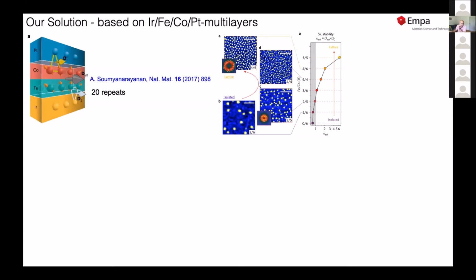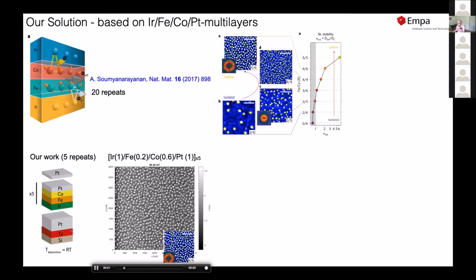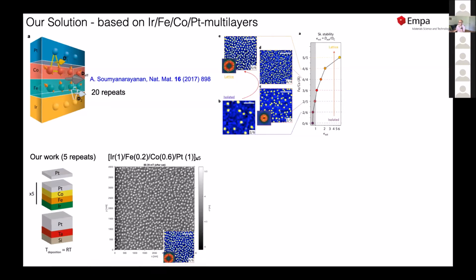The first step we have done is we have grown his systems, but not with 20 repeats. We just grew 5 repeats and also 1 repeat and 3 repeats, but I'm not showing you the results because we later used a 5 repeat sample. And here you see a sample consisting of iridium and then iron 0.2 nanometers, cobalt 0.6, and platinum times 5.